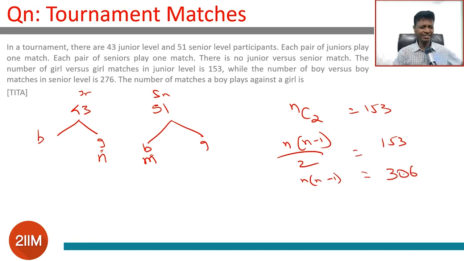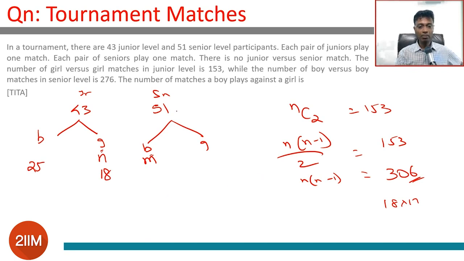Don't factorize this and do something with a quadratic equation. Product of 2 consecutive numbers is 306. 306 is a multiple of 9. So we have an 18 into 17. That should work. It does. So there are 18 girls in this. 43 minus 18 is 25 boys. Right. Now let's go here.